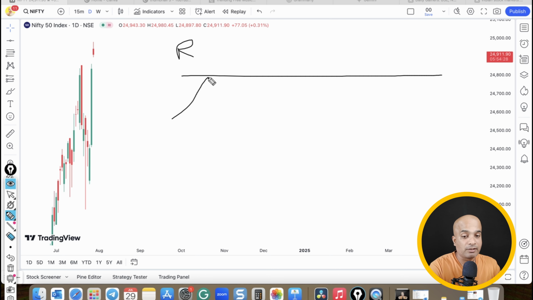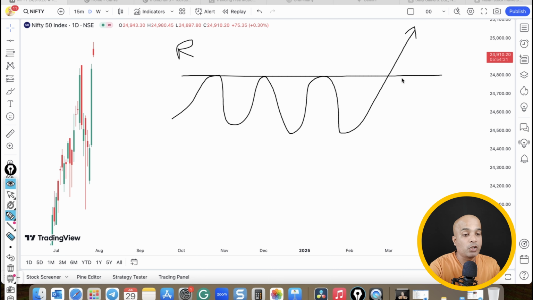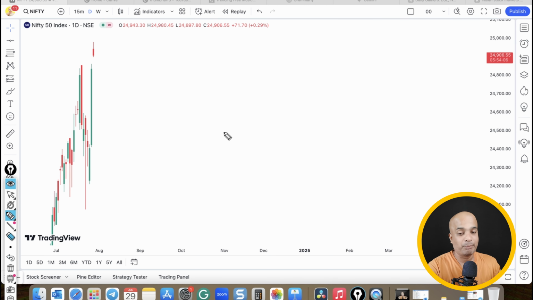So the people ask, Indra, sometimes price respects the trend line and comes back, but sometimes it breaks the trend line and goes up. So how do you differentiate this one and this one? This is actually not a breakout, right? This is a breakout. So how do you identify a potential breakout trade opportunity? That's what they ask. See, it is quite simple, friends.